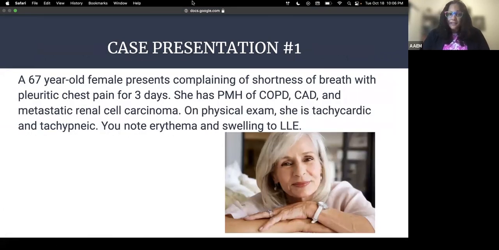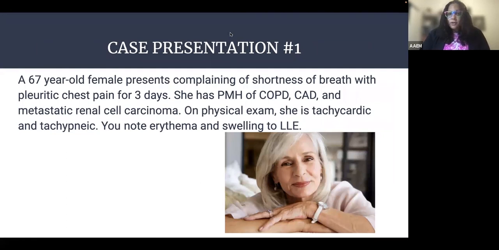So let's start with a case presentation. Here we have a 67-year-old female complaining of shortness of breath with pleuritic chest pain for 3 days. She has a past medical history of COPD, CAD, and has metastatic renal cell carcinoma. On physical exam, you note she's tachycardic and tachypneic, and there's also erythema and swelling to the left lower extremity. I want you to take a minute and think about your differentials and how you would approach this patient.